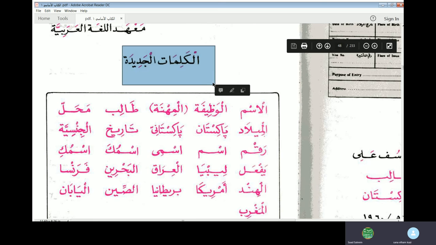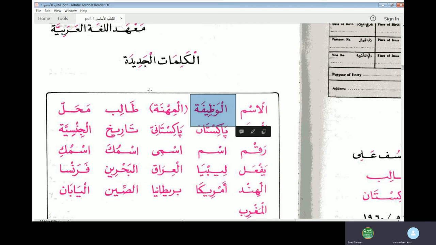Al Jinsiya, nationality, Pakistani. Al Unwan fis Sudan, address in Sudan. Mahadul Lughatil Arabiyyah, Institute of the Arabic language. Al Kalimatul Jadida, new words. Al Ism, name. Al Wazifa, job. Al Mihna, profession. Talib, student. Mahal, place. Al-Milad, day of birth, Pakistan, Pakistani.